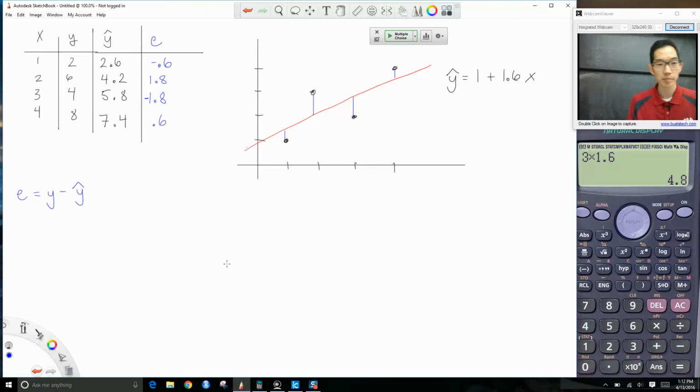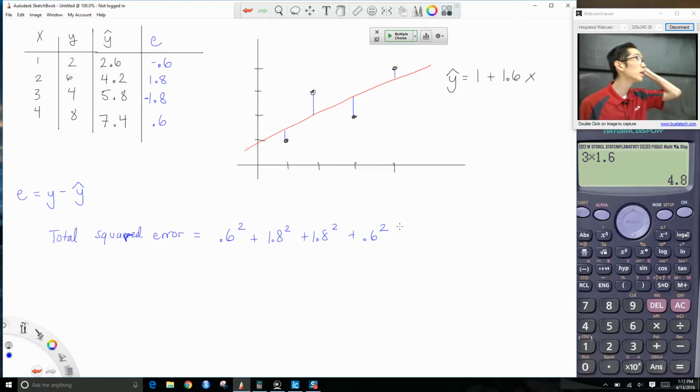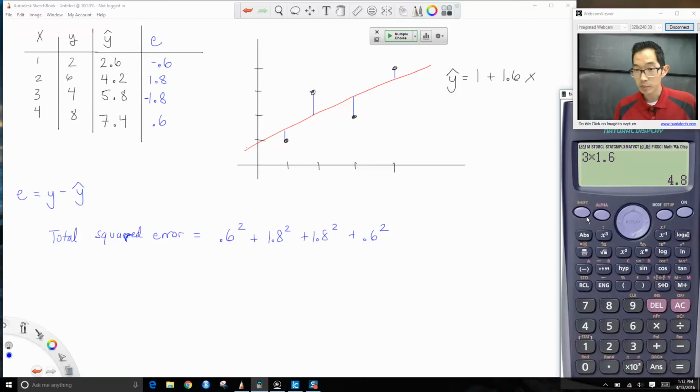Okay. Okay, and then so our total squared error is equal to 0.6 squared plus 1.8 squared plus 1.8 squared plus 0.6 squared. Okay? So let me just kind of change my mode here.